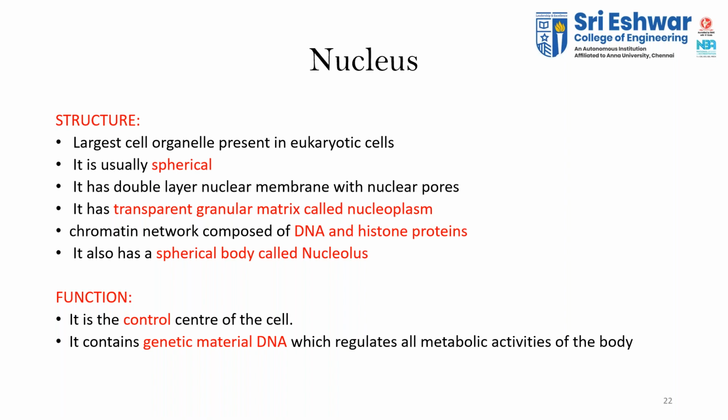Okay, and next it is of a spherical body called nucleolus. The nucleus is important, which is present in the center of the cell. It is spherical in shape. It has a granular material inside, which is said to be nucleoplasm, and it is also composed of deoxyribonucleic acid and histone proteins. The function of the nucleus is to control the center of the cell. It is the control body of a particular cell, and it contains genetic material, DNA.